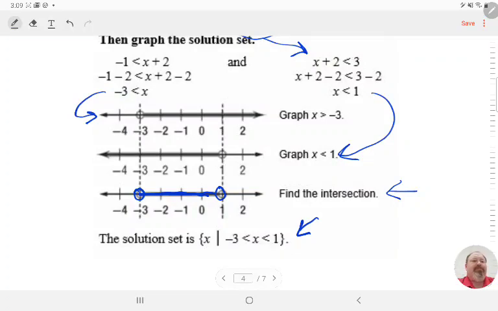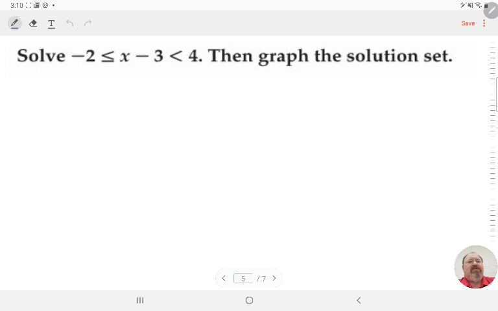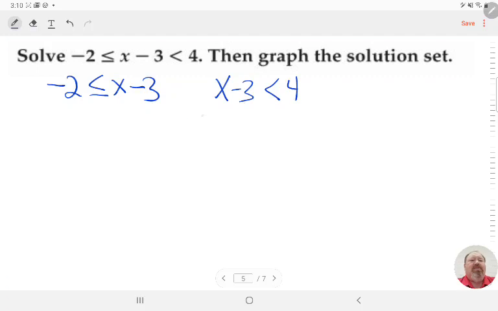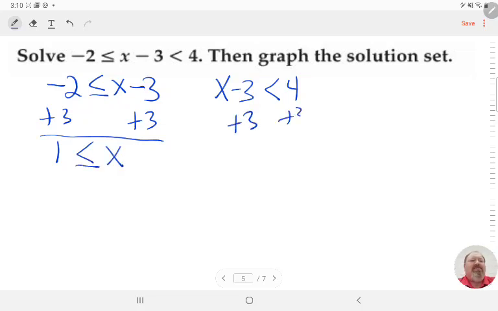Okay? All right. So let's look at this one. We have -2 less than or equal to x minus 3 less than 4. So we would break this up. We would say -2 is less than or equal to x minus 3, and we would have x minus 3 is less than 4. So I would add 3 to both sides, and I get 1 is less than or equal to x. I add 3 to both sides, and I get x is less than 7.